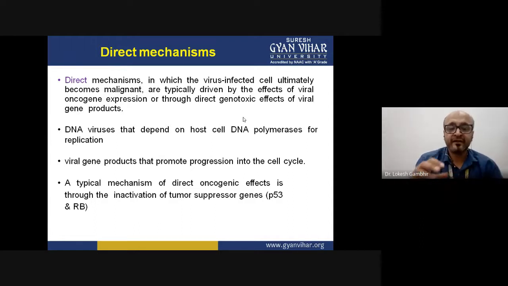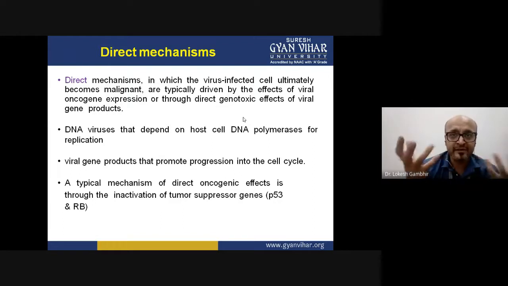So the DNA viruses that are dependent on the host DNA polymerase, of course, for the replication, form certain gene products that promote the cell cycle. The normal cell cycle time span has now become impaired. So there will be continuous cell cycle, continuous cell proliferation. That is the typical mechanism.